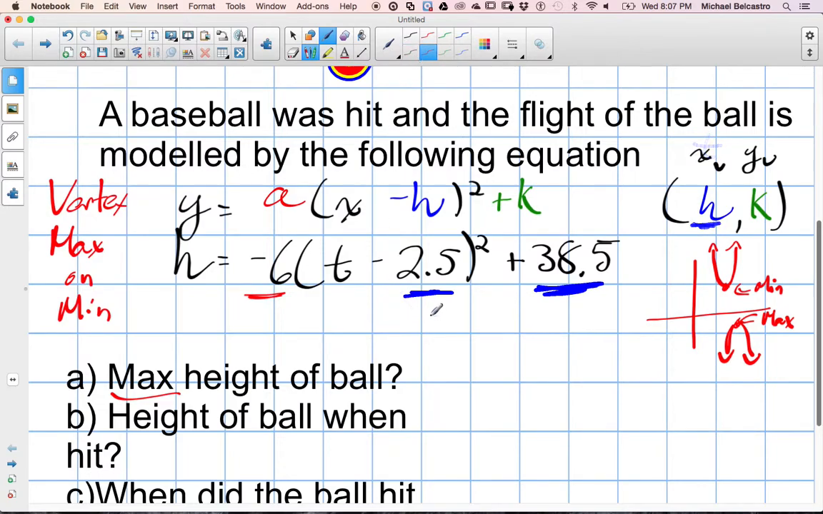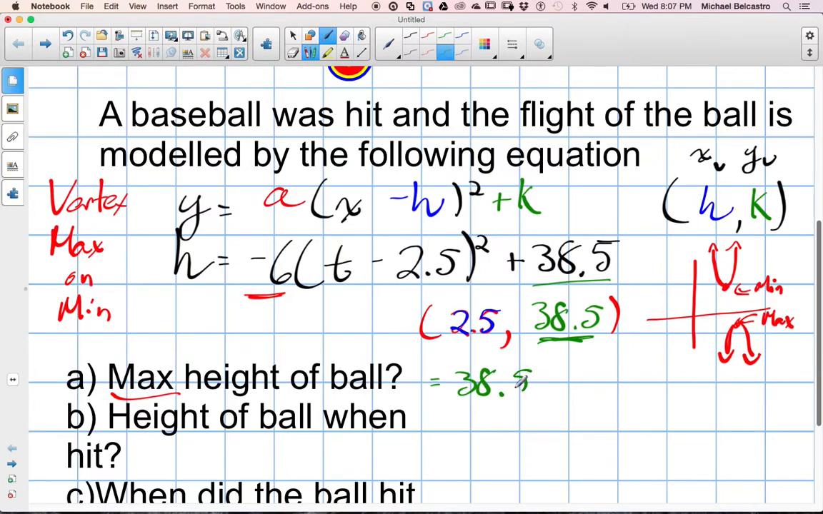For the vertex coordinate, we take the opposite. See how I have h, and here it's negative h, so we change that sign. It'd be 2.5. And the k value would be the 38.5. So this is your vertex right there. You can literally pull it out of the equation. So the max height would be right here. The max height is 38.5.